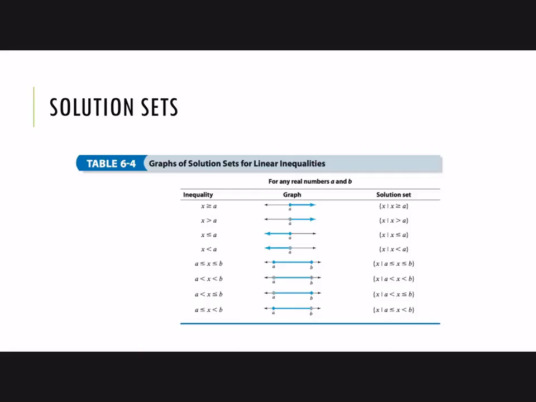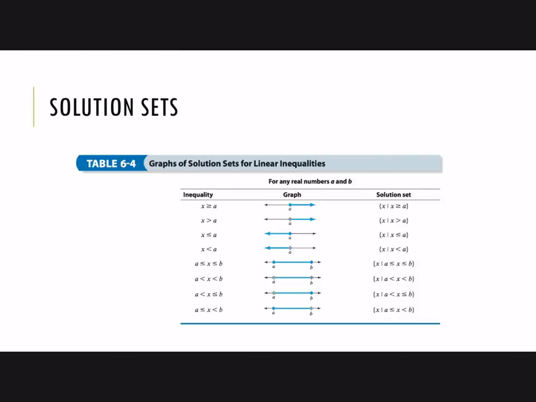There's a table 6.4 in your book that gives you all of the possible solution sets for different inequalities as well as what the graphs look like. So I would probably take a look at this. One thing that you may notice from this, there are cases where we end up with an open circle on one end of a graph and a closed circle on the other.